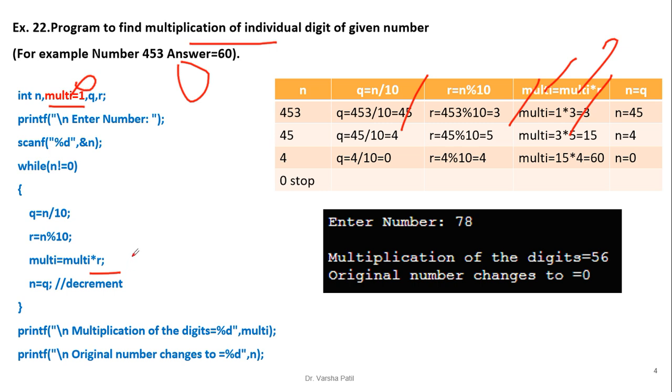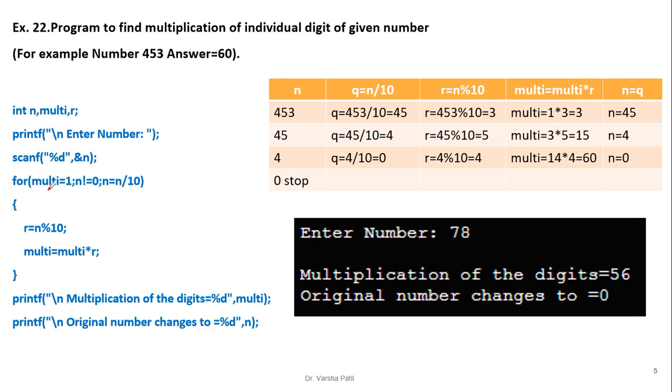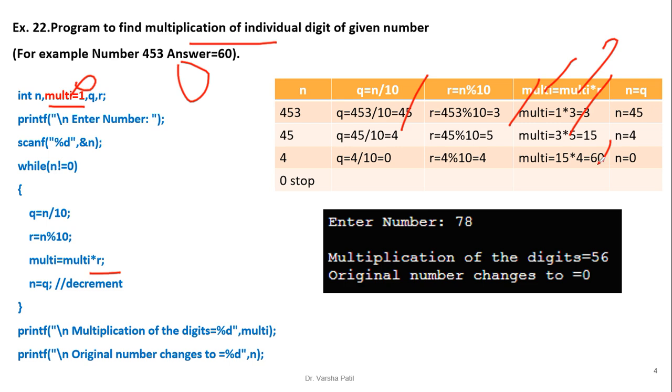Can we write the same program using the for loop? Yes, we only need to change and initialize the variable here. There is no need for n initialization because n is already there. The final condition is n is not equal to 0 and this is the decrement, n equal to n by 10, and here only the remainder and multi is equal to multi into r. So initially multi is 1, then 3 is separated, 1 into 3, so multi changes from 1 to 3. Initially multi is 1, after the first step it is 3, then it is 15 and then it is 60.